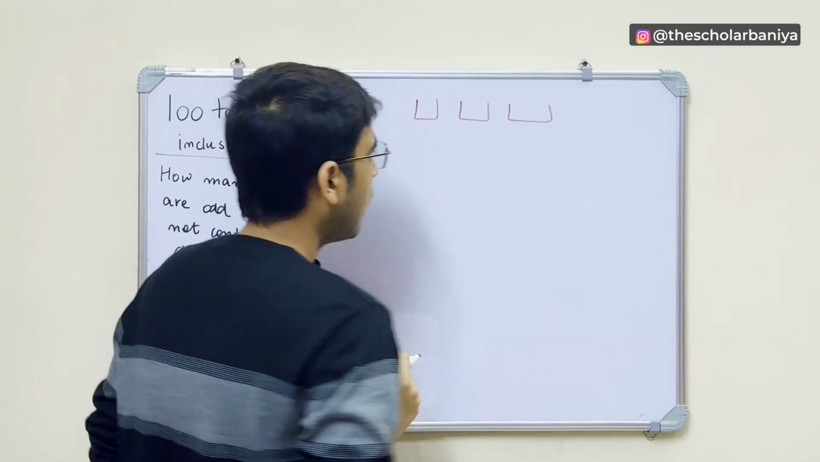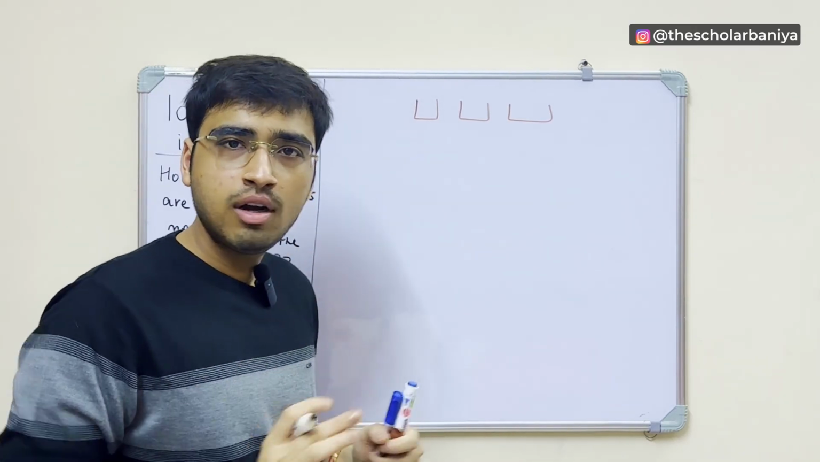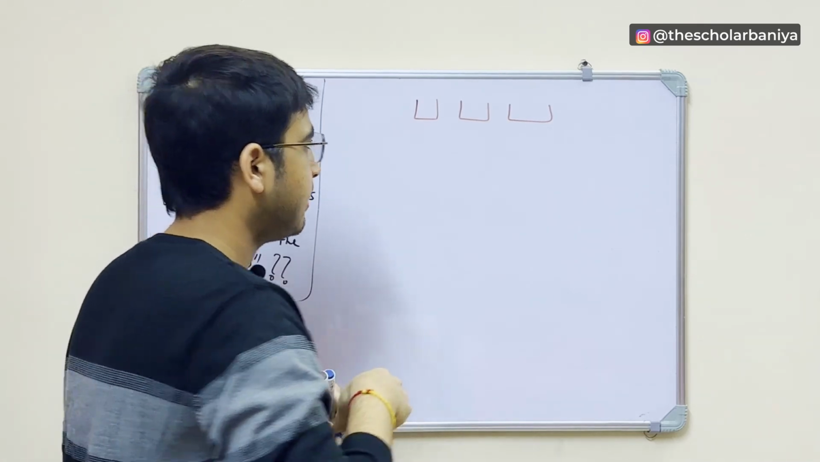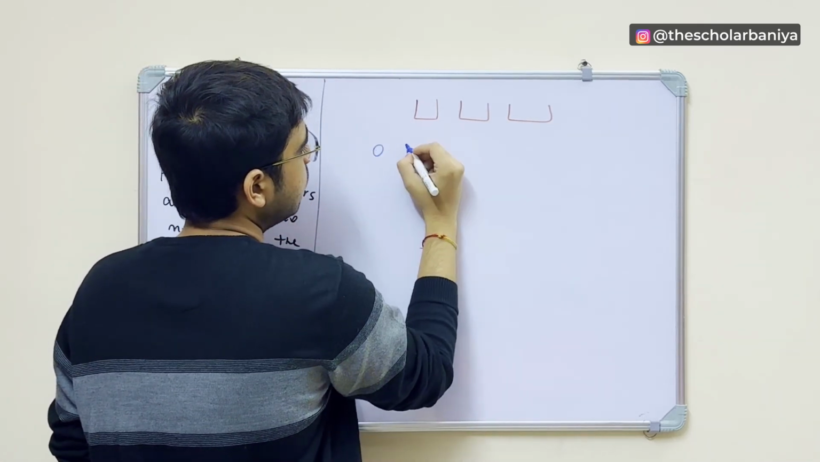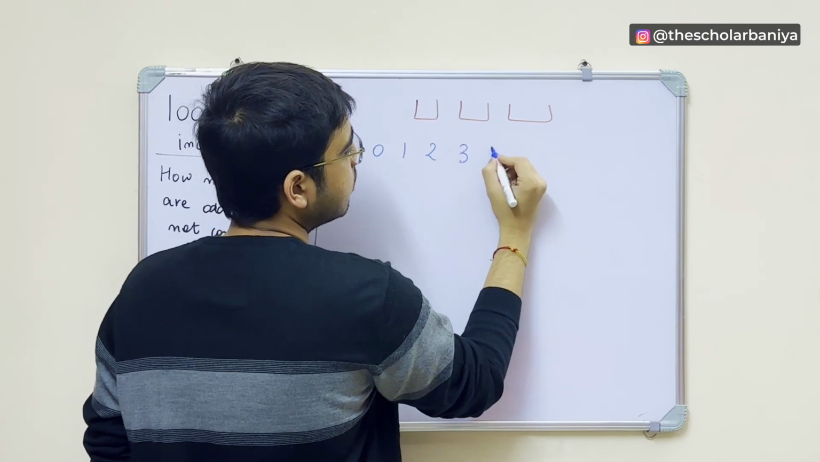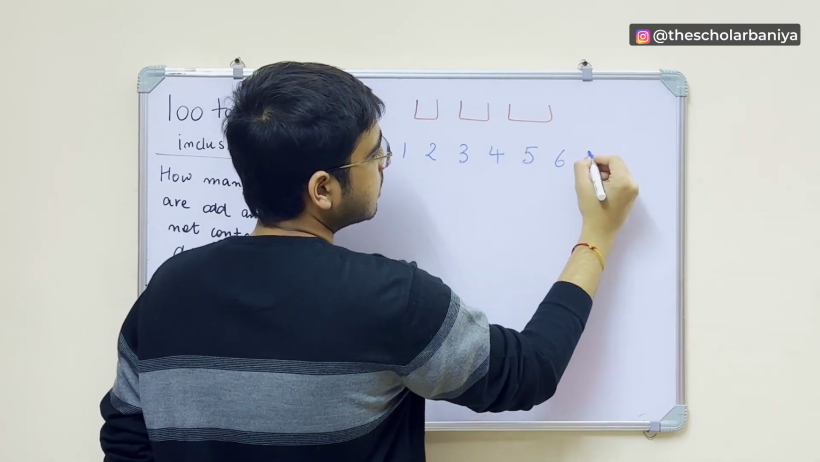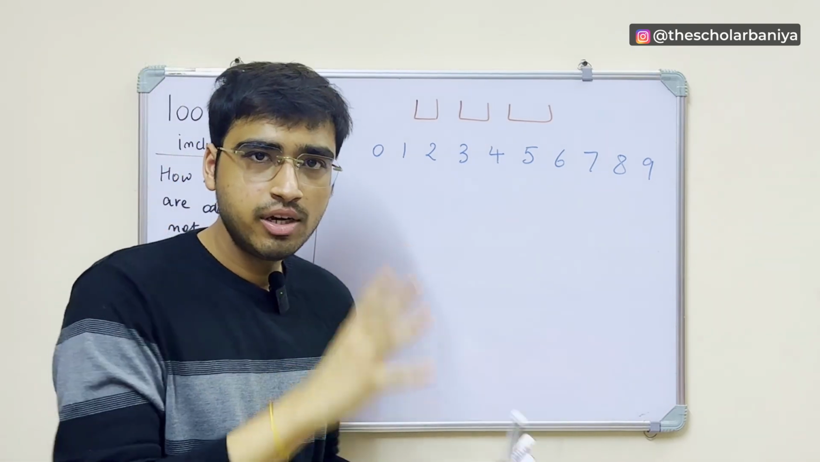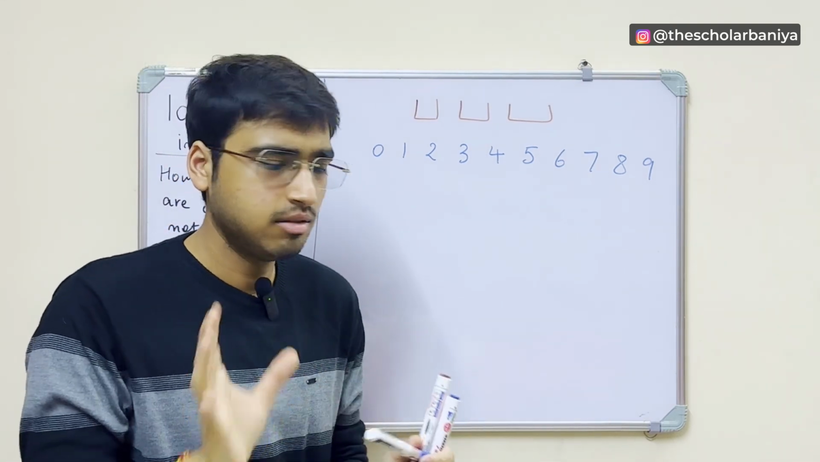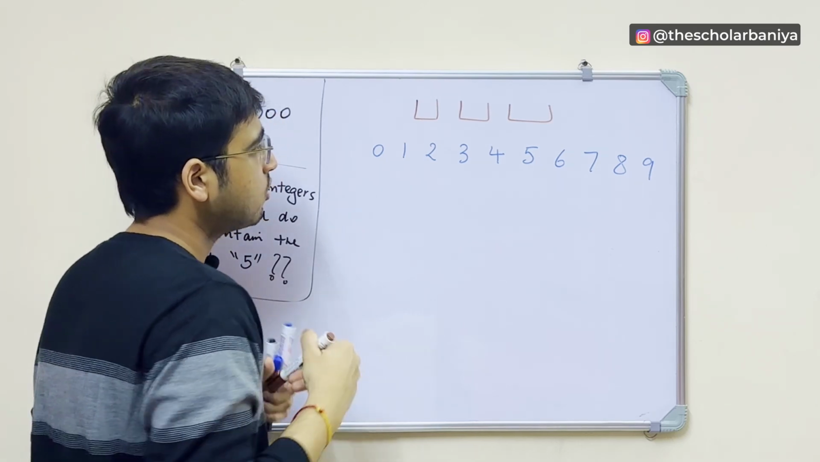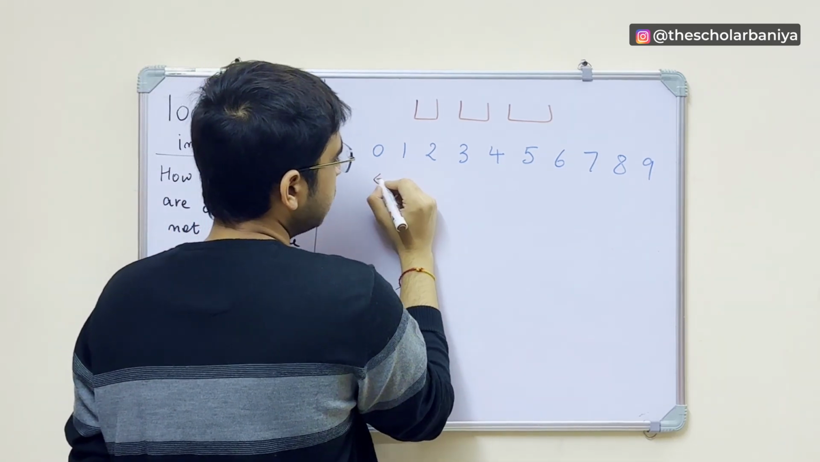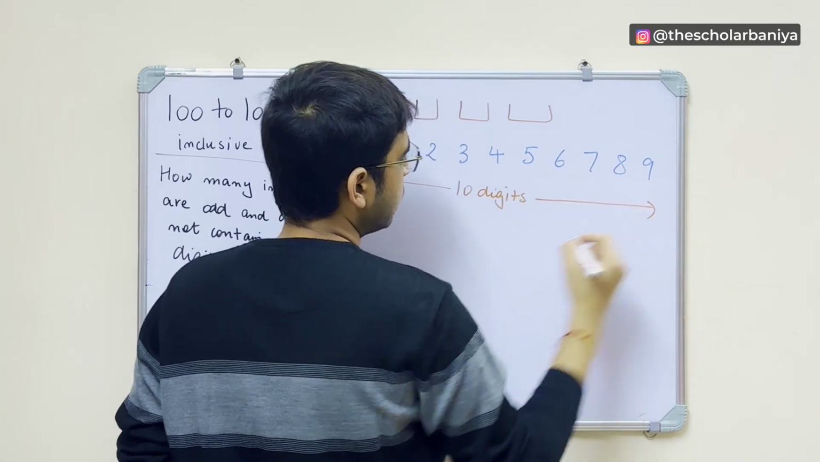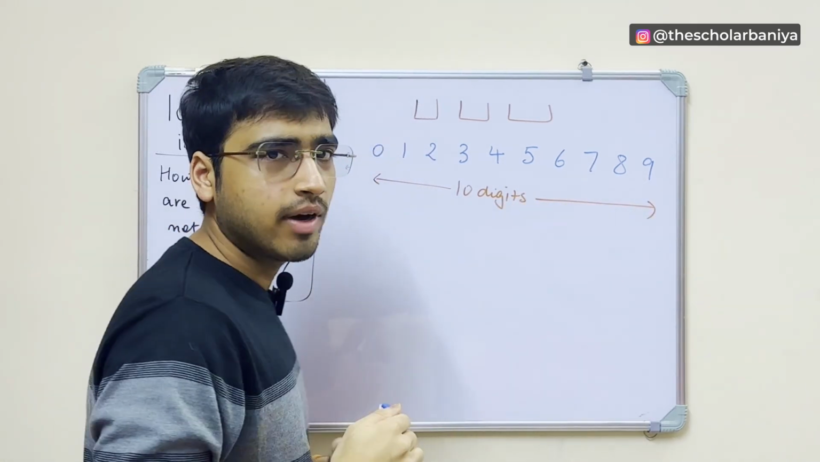Okay. Now tell me one thing. In total, how many digits are there? In total, there are 10 digits: 0, 1, 2, 3, 4, 5, 6, 7, 8, 9. These are the possible digits that exist in the number system. So these are a total of 10 digits.